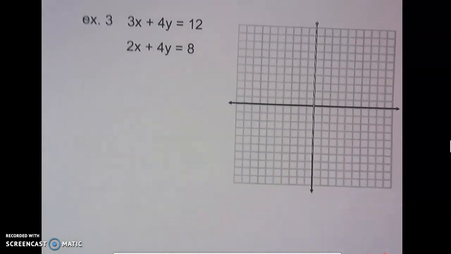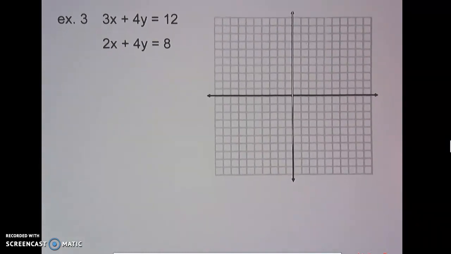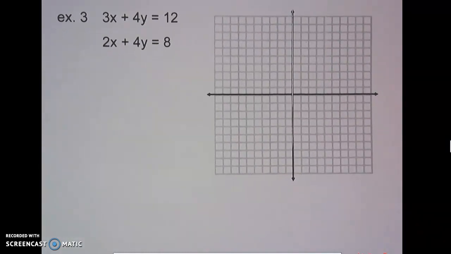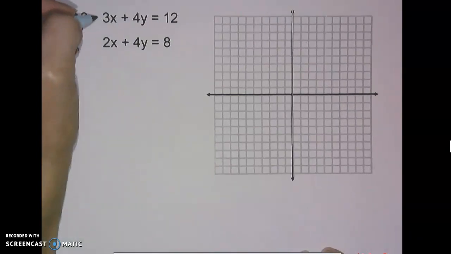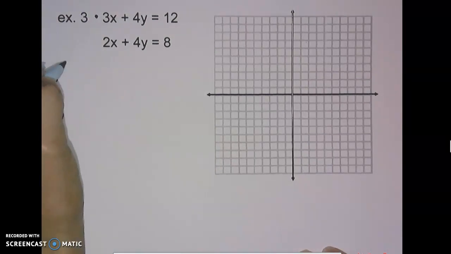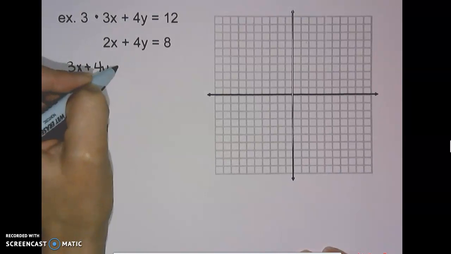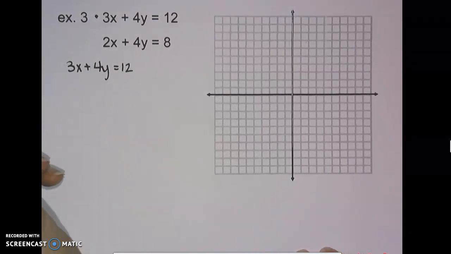Now, what happens if those equations aren't already ready to go for us? We have to do a little bit of work for them. So if we have 3x plus 4y equals 12 and 2x plus 4y equals 8, that's our system. Okay, we're going to have to do a little bit of work here first before we can figure out what m and b are and how to graph this.